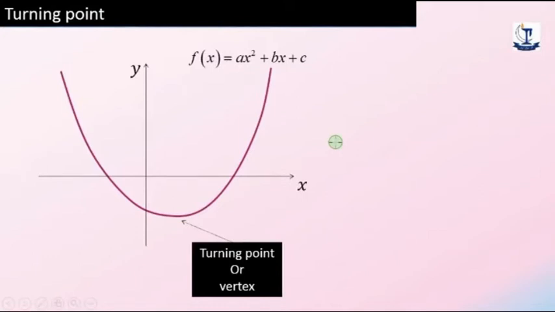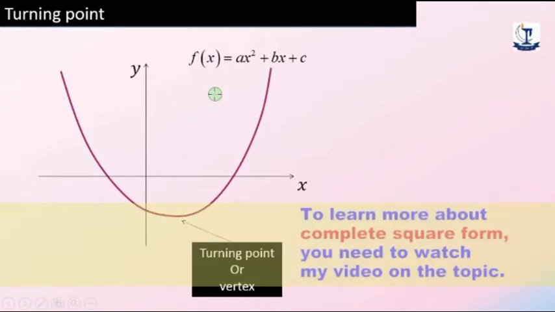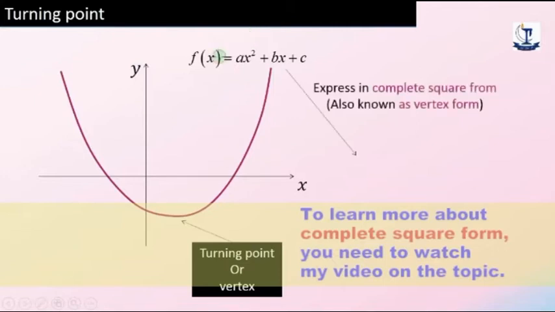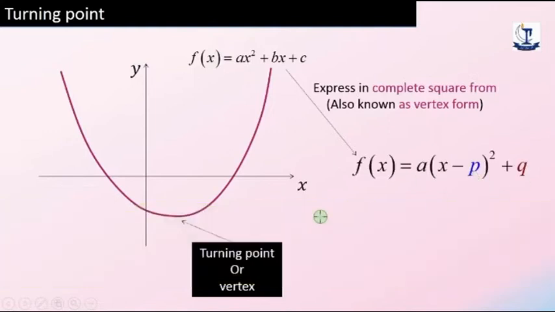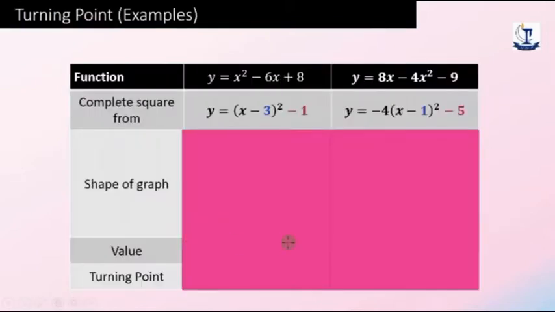Turning point. To find the turning point of the graph, we have many methods. One of them is the use of complete square form. When we express the given function in complete square form, then the numbers p and q in ordered pair is the required turning point of the quadratic function. Here we have some more examples of turning points and their nature.